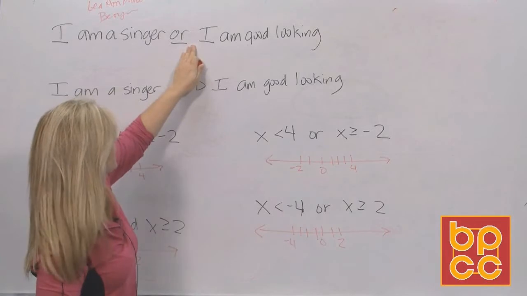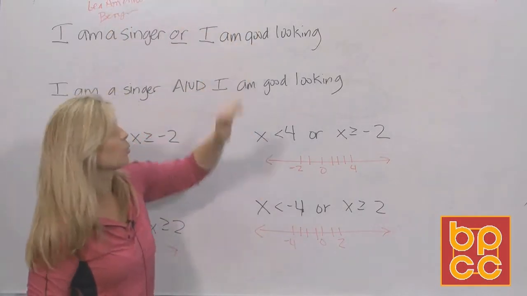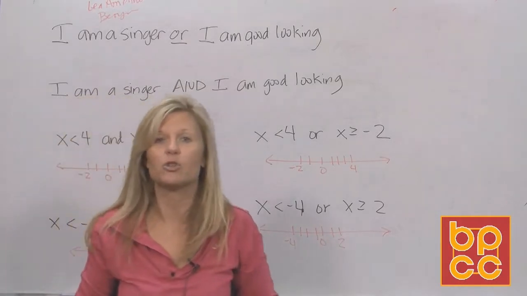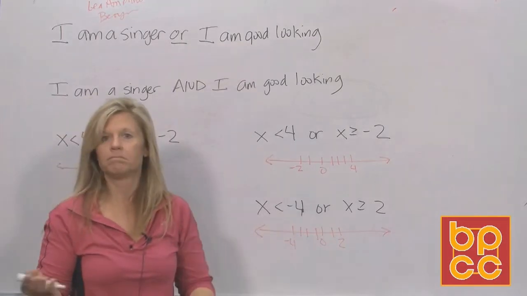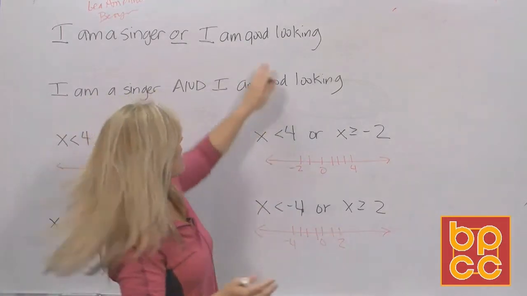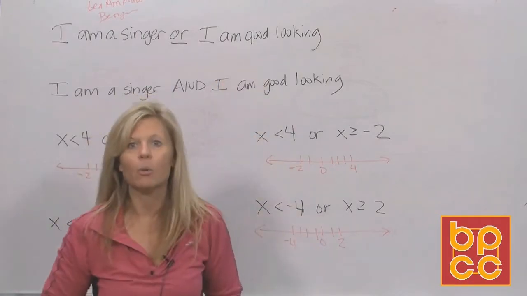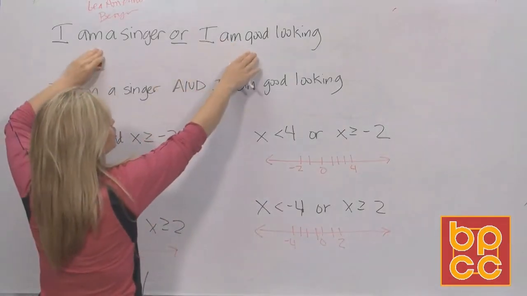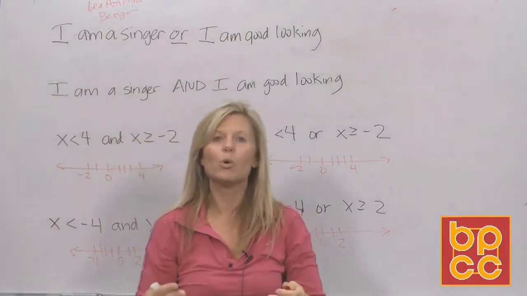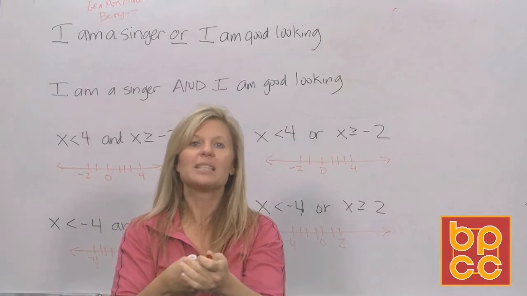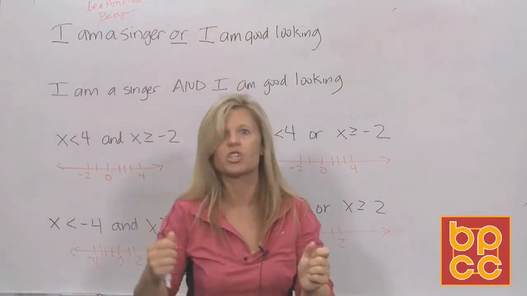It says, or I am good looking. Now that word or means this set has nothing to do with this set. So when I hear the word I am good looking, I can think of anybody. Do they have to be a singer? No. I could think of I am good looking, Brad Pitt. Or I could think I am good looking, Jennifer Aniston. Or I could think of J-Lo. So the word or means you have two different sets and you're putting them together. So the word or is uniting. So we say an or statement is a union. You're uniting two sets of answers together.